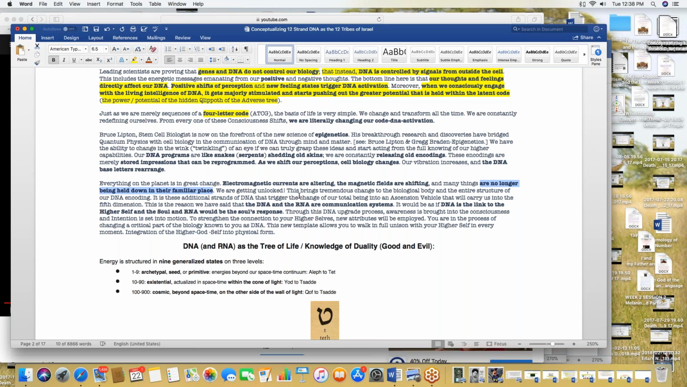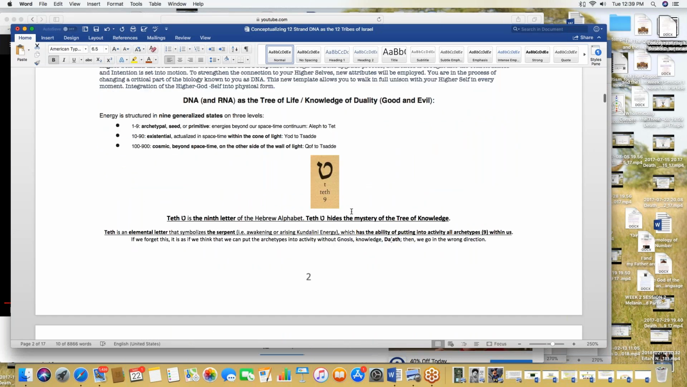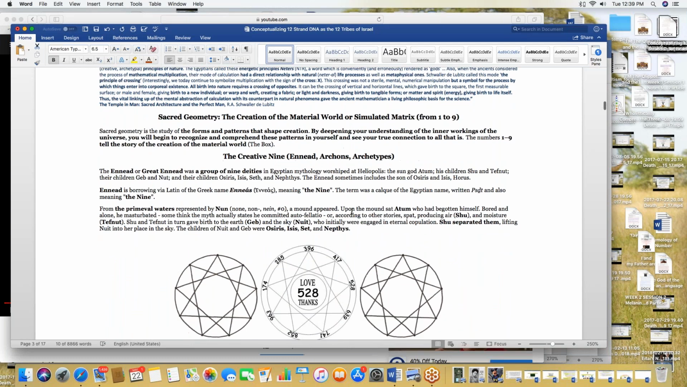This brings tremendous change to the biological body and the entire structure of our DNA coding. It is these additional strands of DNA that trigger the change of our total being into an ascension vehicle that will carry us into the fifth dimension. This is the reason that we have said that DNA and RNA are communication systems. It would be as if DNA is the link to the higher self and the soul, and RNA would be the soul's response. So again, once we pick it up tomorrow, we're going to talk about this in terms of sound and energy.